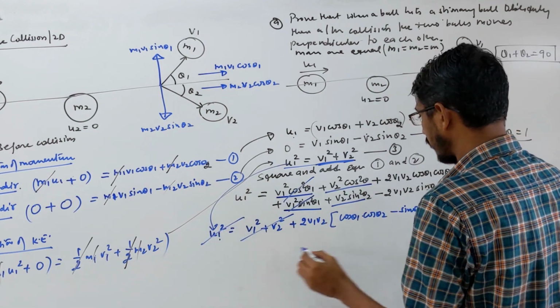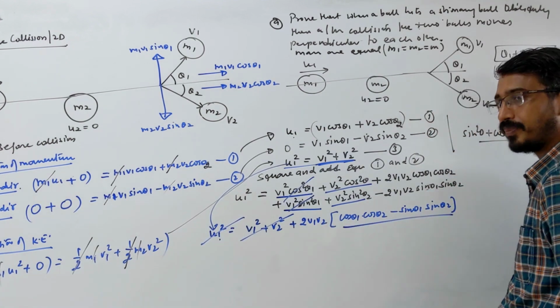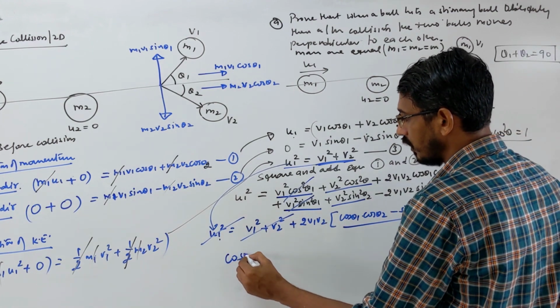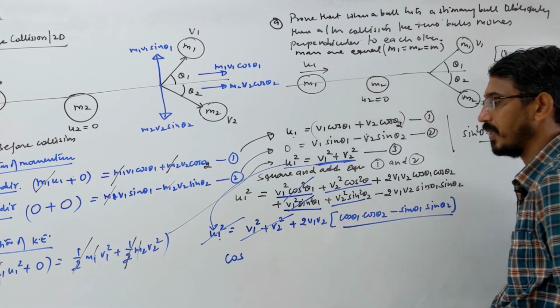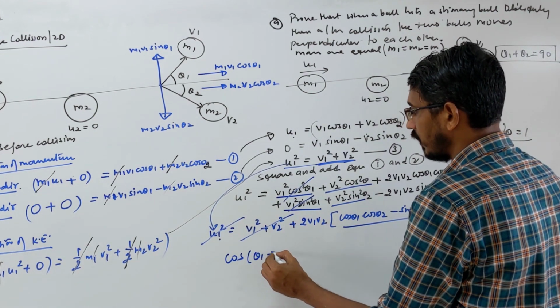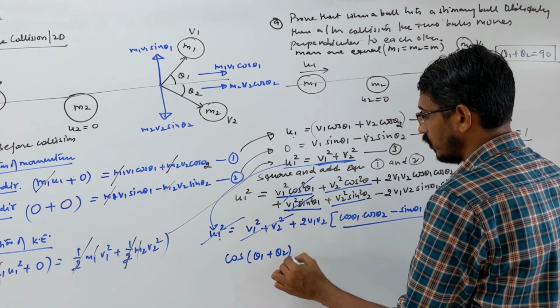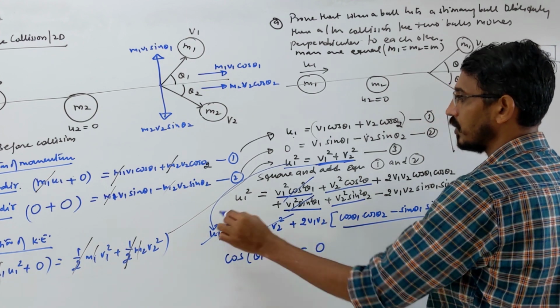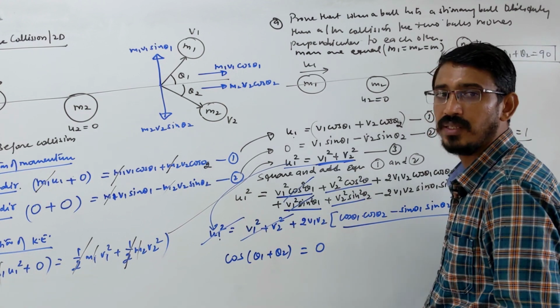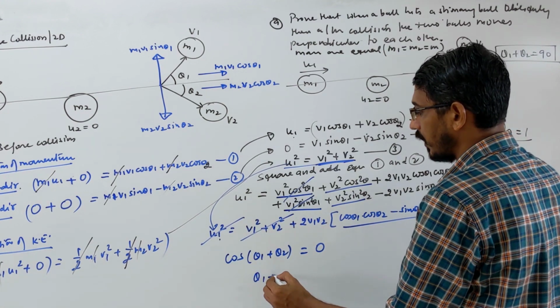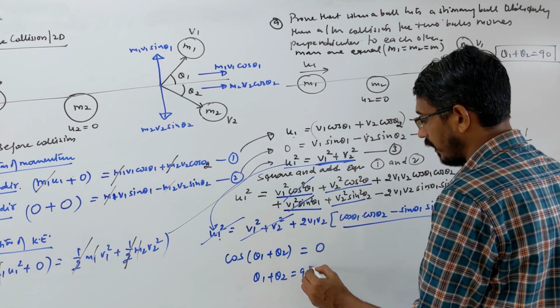Simply what I am getting is this, okay, this is also a maths formula. This is cos a cos b minus sin a sin b, that's cos of a plus b, right? So cos of theta 1 plus theta 2 should be equal to 0. This term goes to the other side and becomes 0. Cos theta is 0 at what angle? 90 degrees, right? So theta 1 plus theta 2 should be equal to 90 degrees.